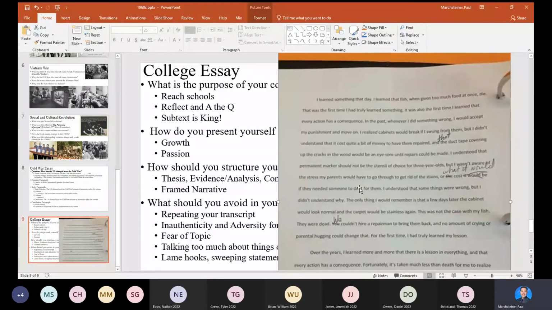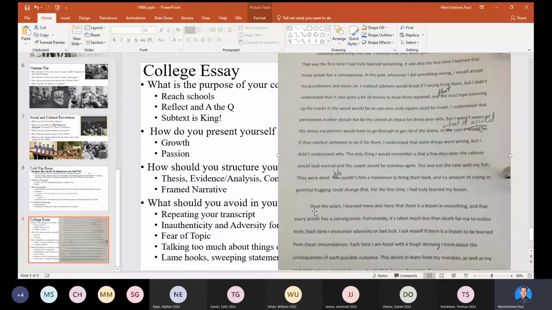By the same token, avoid broad and sweeping statements that don't really mean anything. Like later on here, "over the years, I learned more and more that there is a lesson in everything, and that every action has a consequence." It doesn't mean anything. It doesn't prove that you should go to this college. It's just a waste of space, and it makes you sound like you don't know how to write anything. So try to avoid broad, sweeping statements.